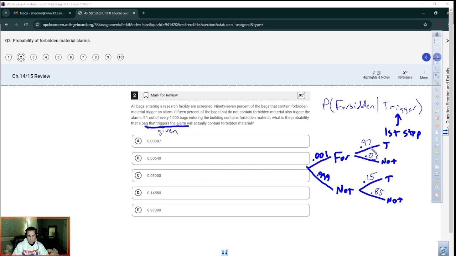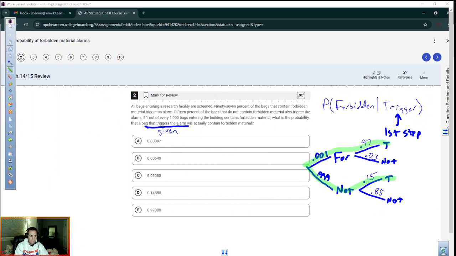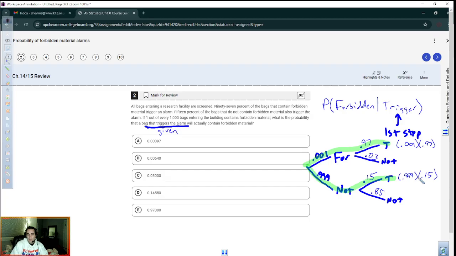Okay, so we got our setup for our table. We would like to calculate the two branches where we trigger the alarm. So this branch and this branch are the two you want to calculate. Since I want to calculate those, I'm going to do 0.001 times 0.97. That will give you the rate on that one. Then 0.999 times 0.15. So there's your rate on that one.